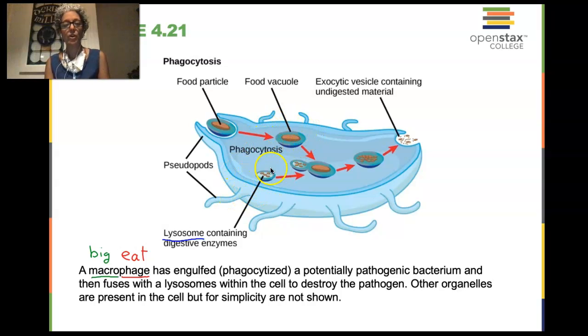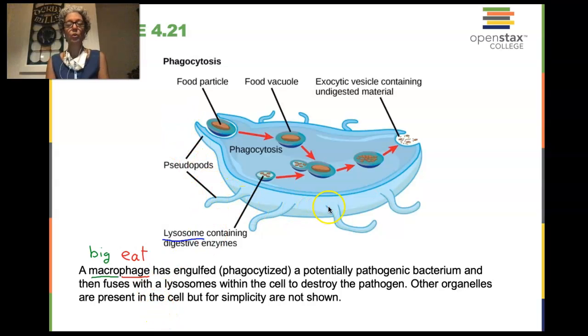The lysosome, with its digestive enzymes, fuses with this food particle inside of a vacuole. That is when the enzymes become active and digest that food. We can use those molecules for cell function, and any waste can be eliminated.